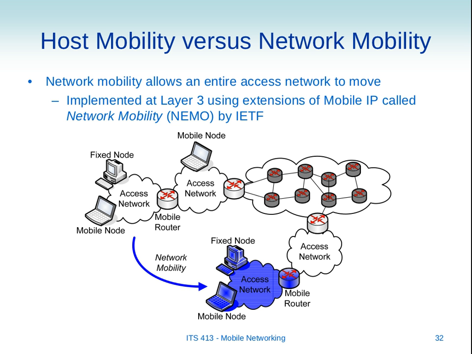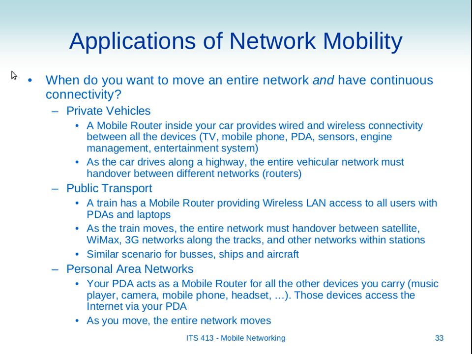And there's a protocol similar to, or really extending, mobile IP, called network mobility, also NEMO. When do you need such network mobility? Mainly with vehicle networks. Private vehicles, you have a mobile router on board that provides internet access to all your devices in the car. Public transport especially, trains and buses.